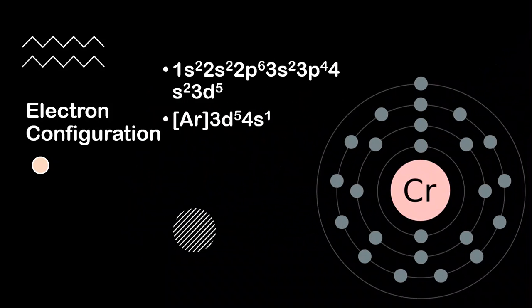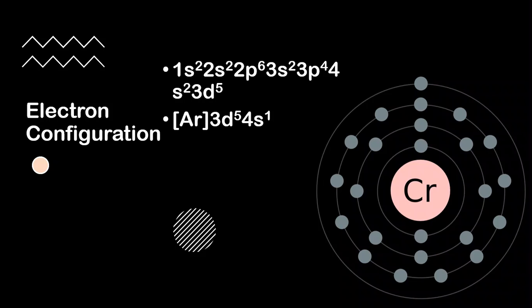This slide is about the electron configuration of chromium. The electron configuration of chromium is 1s2, 2s2, 2p6, 3s2, 3p4, 4s2, 3d5. The noble gas configuration is Ar 3d5, 4s1. You can see the electron model to the right on the slide.